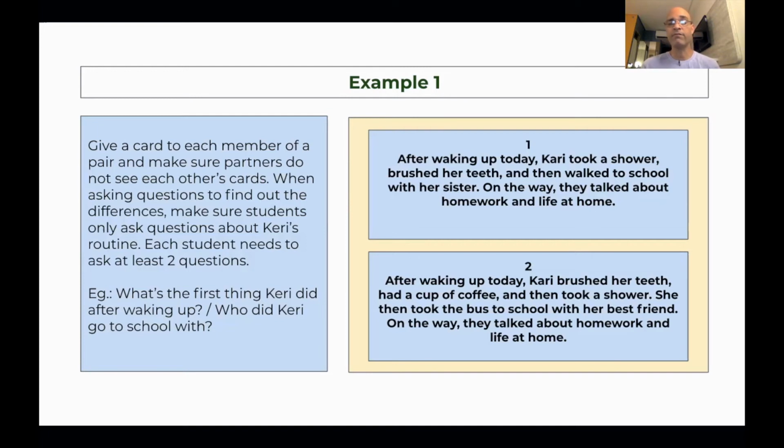What did Carrie first do after waking up? What did she do after that? What did she do after that? Now, who did Carrie walk to school with? And what did they talk about on the way to school? Things like that. So you want the students to be able to use meaningful verbs, or verbs that point to actions, because that's the point. So that's how you do the activity. Students will be asking each other the questions and trying to find the differences between their cards.